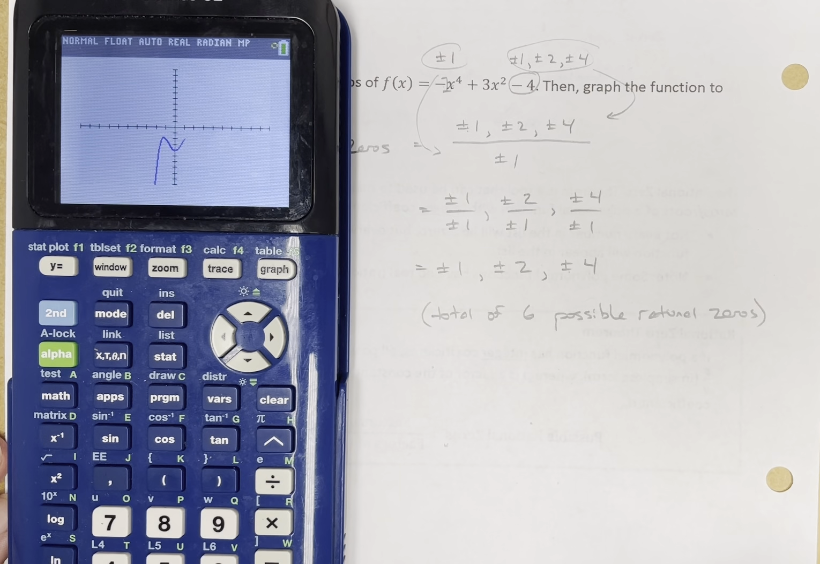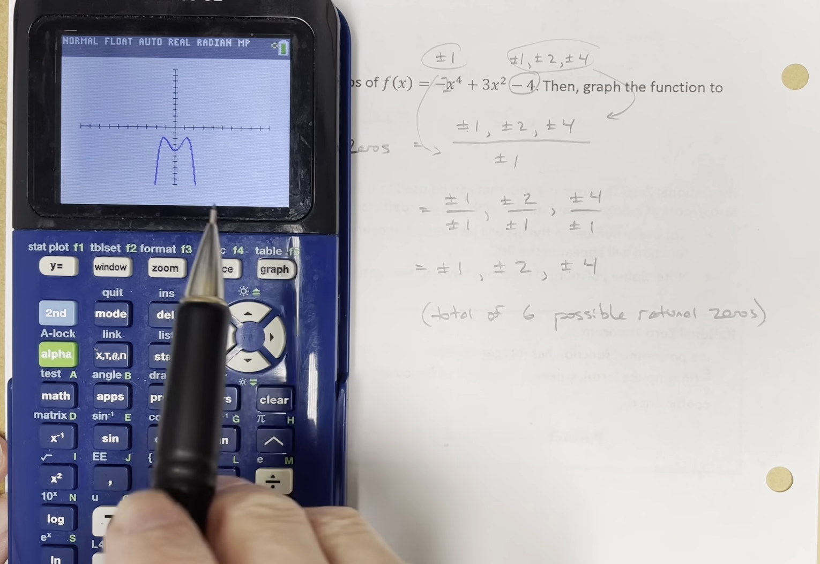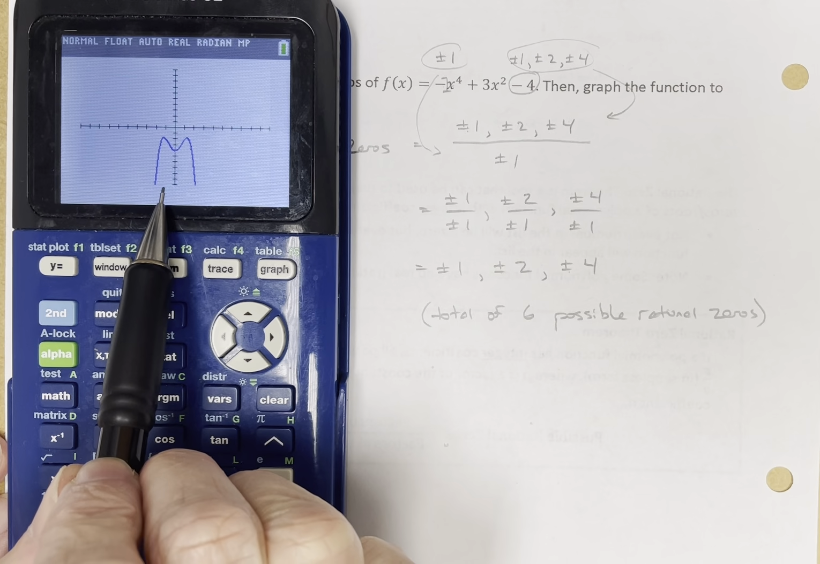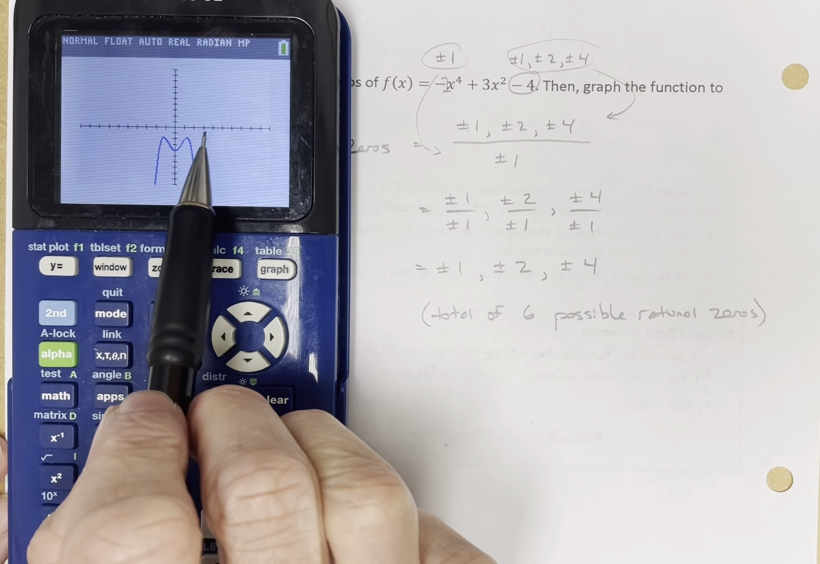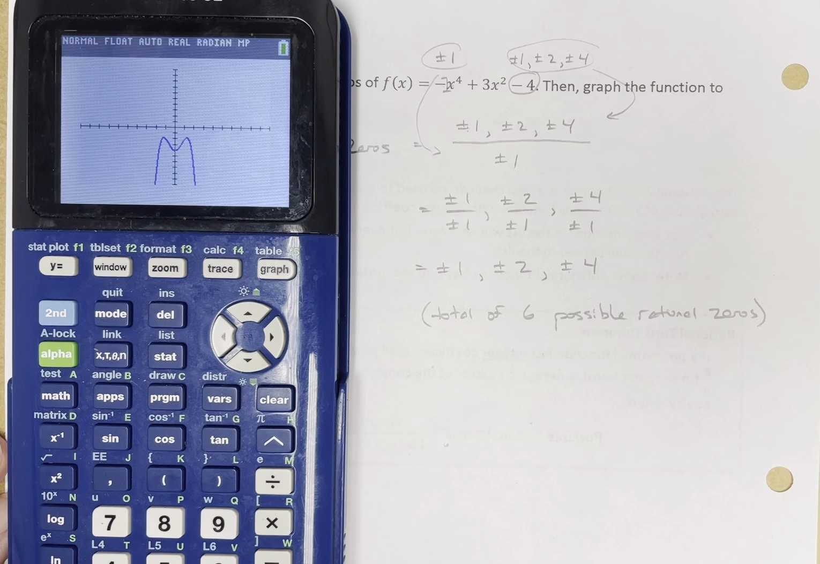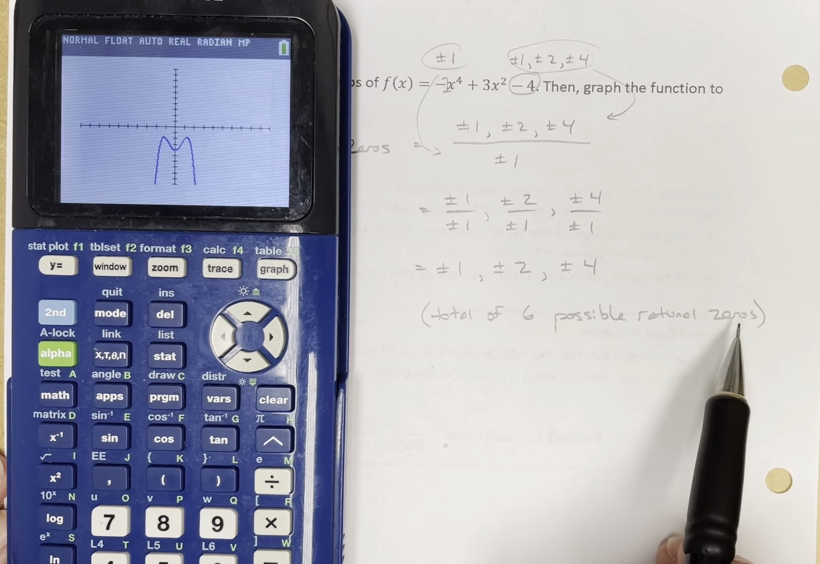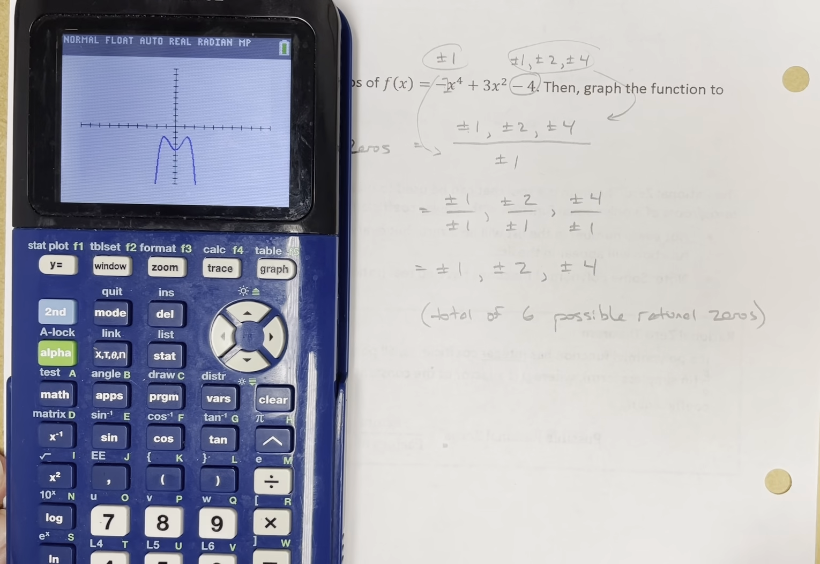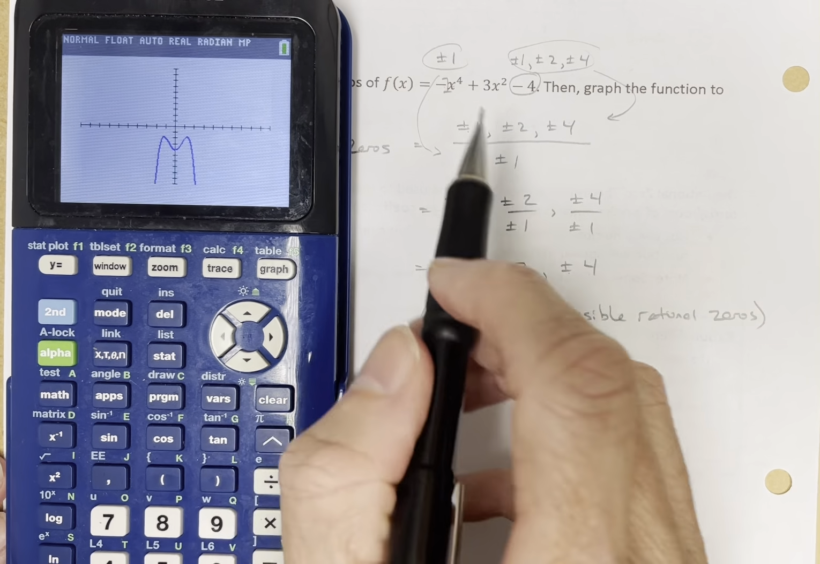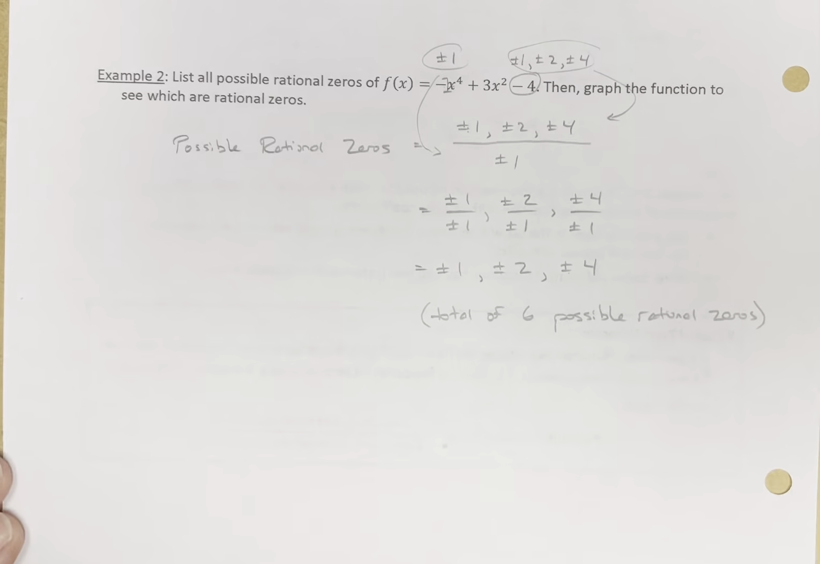Well, notice this 4th degree polynomial has nothing that touches the x-axis. So it has no real zeros. Never mind rational, it doesn't have anything that's real. All of its zeros are imaginary. So of all 6 of our possible rational zeros, none of them are actually zeros for this 4th degree polynomial.